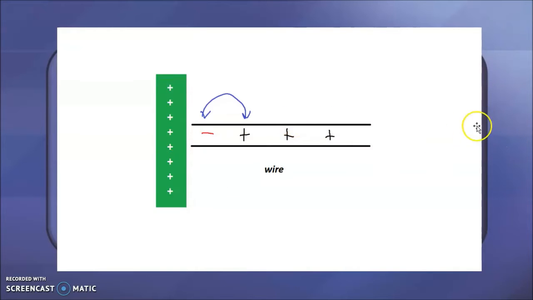Now, this wire extending further this way is going to have more negative charges in the wire. So what's going to happen? These negative charges are going to flow. This is the basic idea behind electrical conduction, where negative charges are attracted towards the positive sides of things.